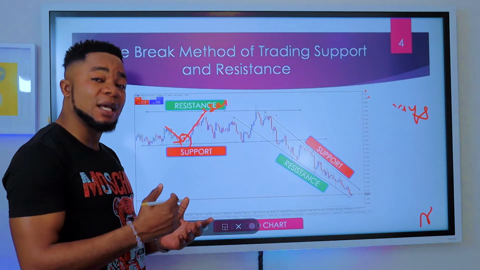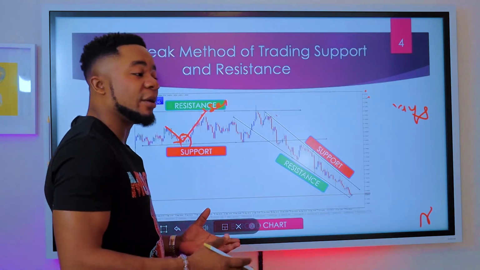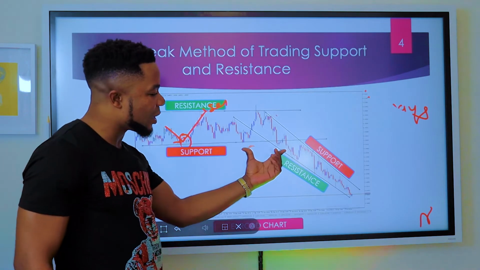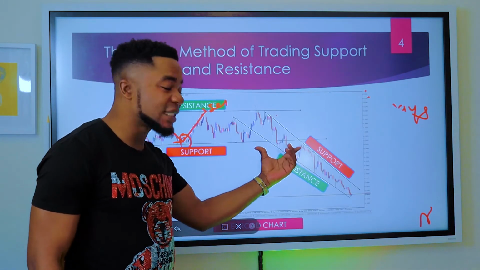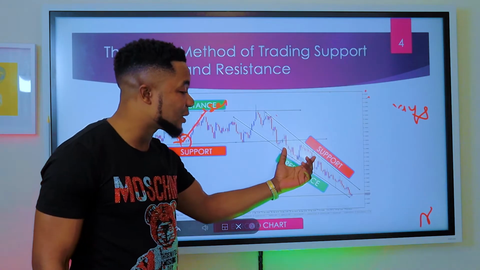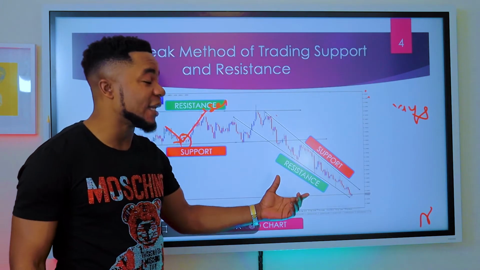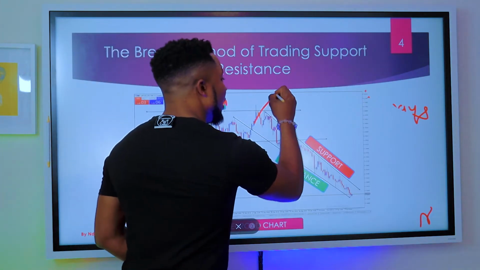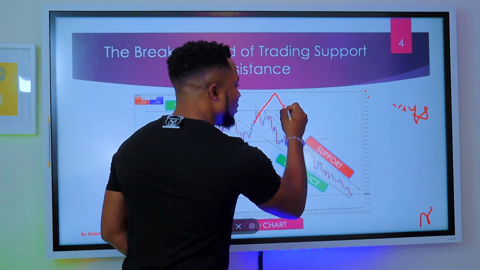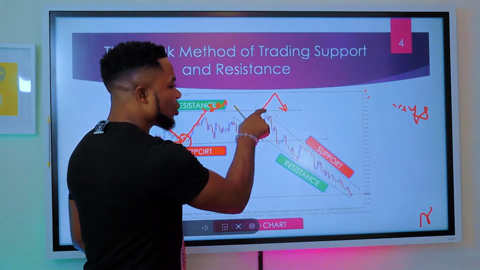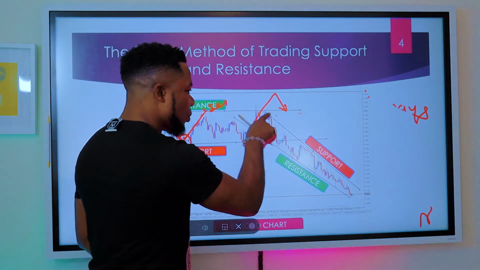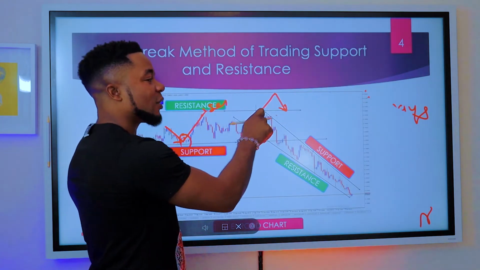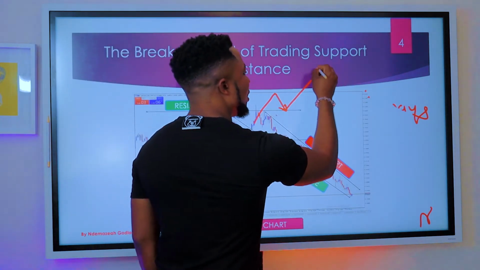The sellers came in, but they couldn't push the market down. Now the buyers are in control again, then you can buy. And if it is broken somewhere here, you know that the sellers came in, they won the battle, the buyers came in and tried to fight a little bit, but the sellers are still in control. That's why if it is broken here, wait for the market to pull back to this particular resistance, and then you buy somewhere here.